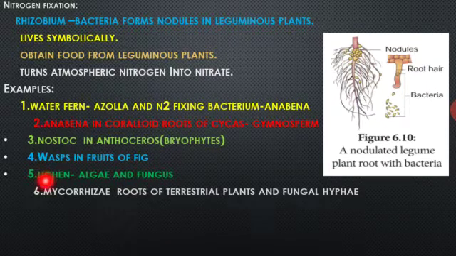Okay, and next lichen, that is algae as well as fungi living together, will be named as lichens. And mycorrhiza, that is found in the higher plants, fungi plus higher plants, will be named as mycorrhiza.